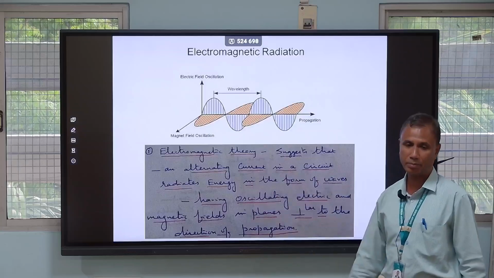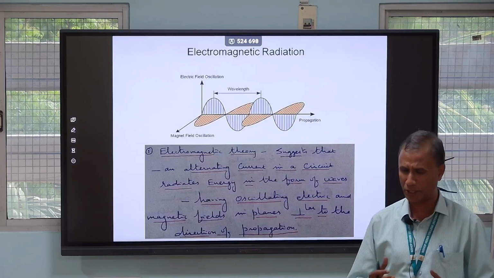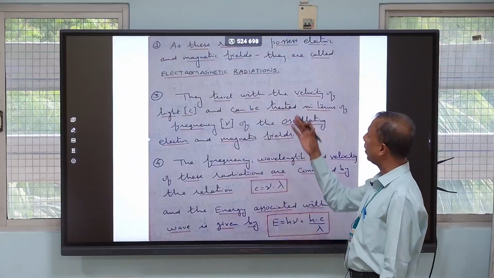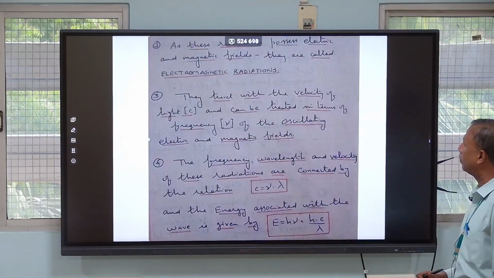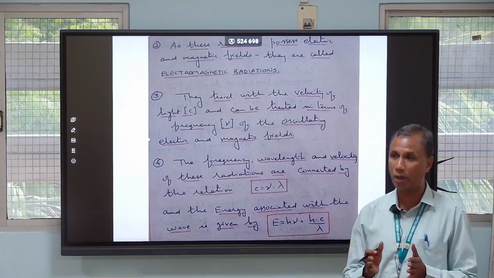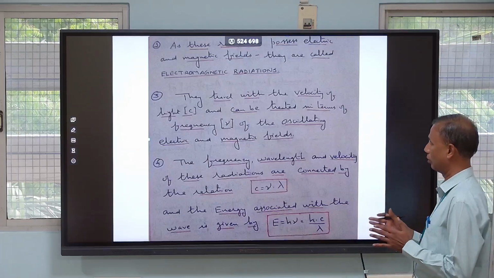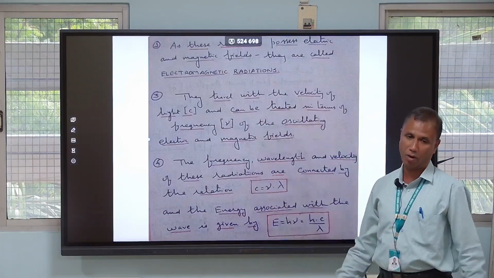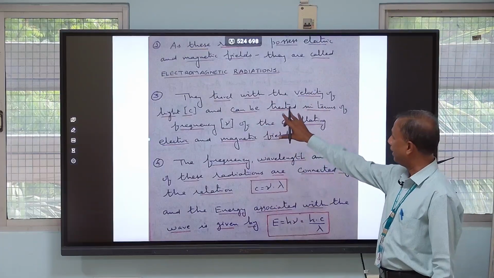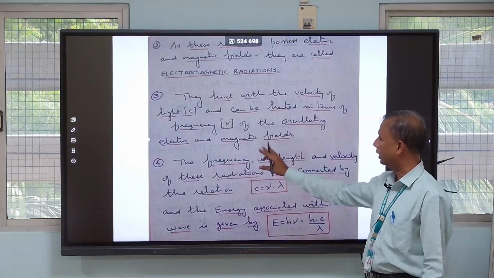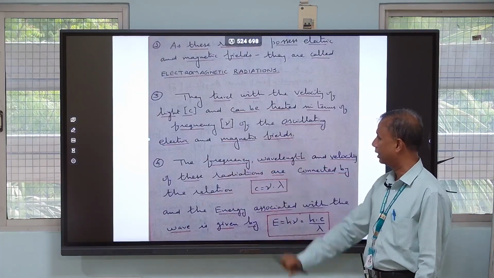So this simple diagram explains what electromagnetic radiation is. As the radiation possesses both electric and magnetic fields, that's why it is called electromagnetic radiation. They travel with the velocity of light and can be treated in terms of the frequency of the oscillating electric as well as magnetic field.